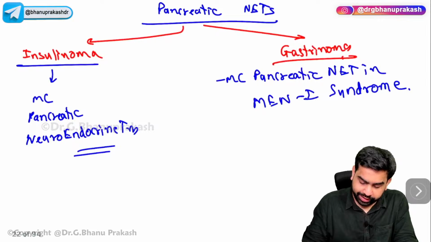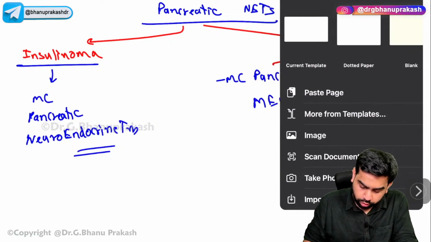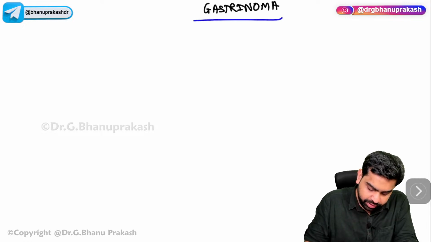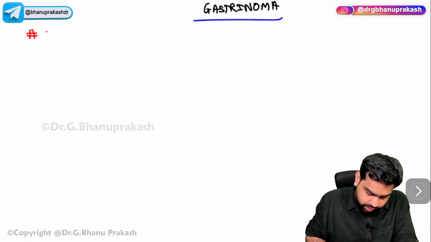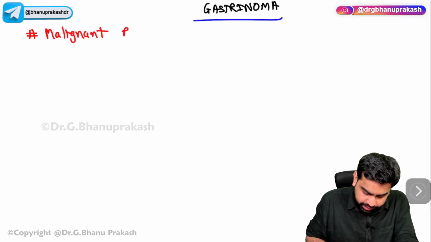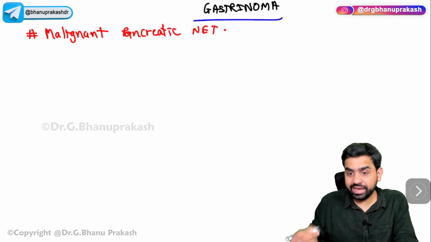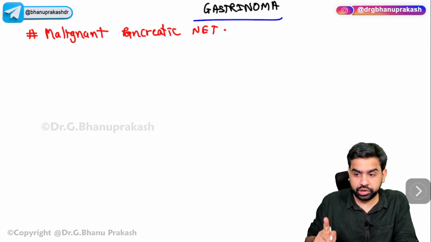Now let's talk about the Gastrinoma in a bit more detail. So Gastrinoma, is it benign or is it malignant? Please help me with this. Please try to understand, this is a malignant pancreatic neuroendocrine tumor. This is the first thing you need to understand.